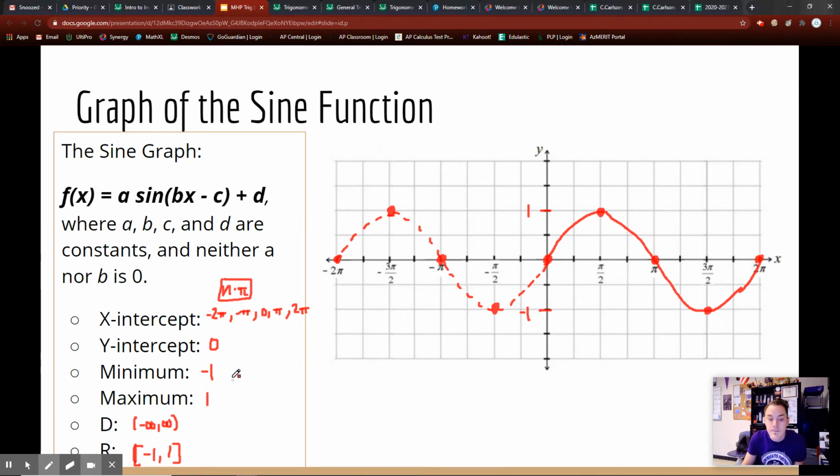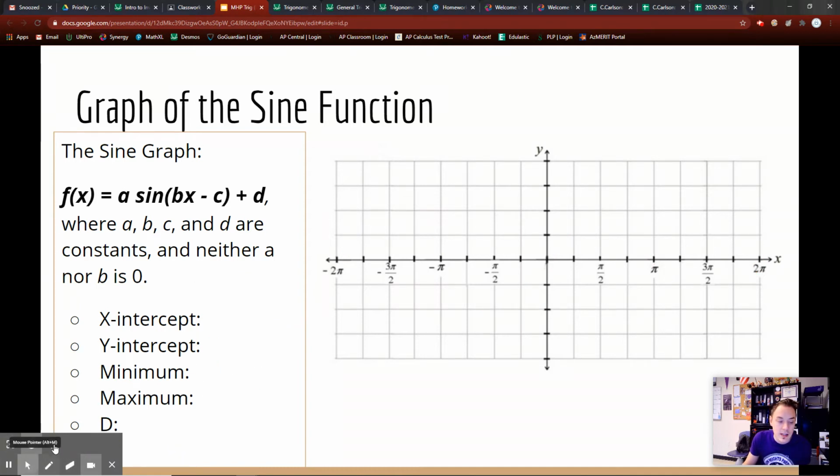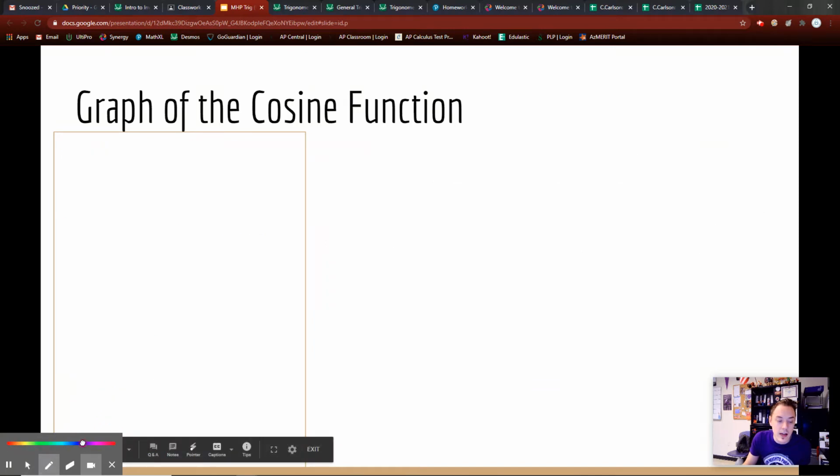Okay? How do we feel about that? Hope pretty good. Okay? So that's your sine graph. Now let's erase. Let's go into my cosine graph. What is that going to look like?